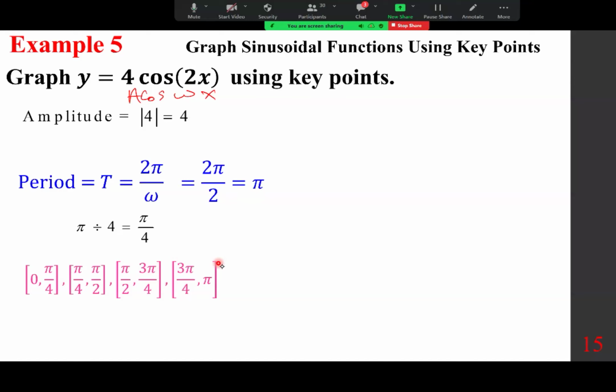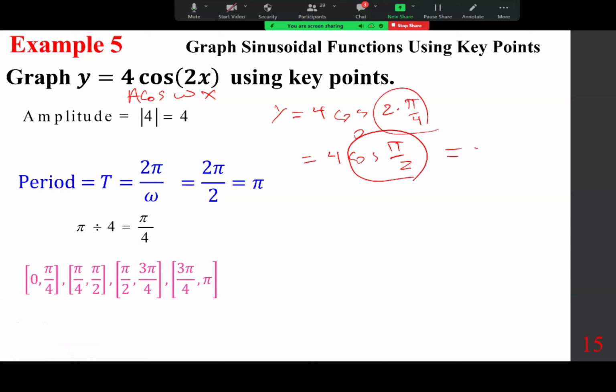Now, let's plug into the original function. X equals 0. If I put 0 here, cosine of 0 gives me 1. That amplitude of 4 makes it 4. So if I plug in 0, I get (0, 4). Let me just show you a couple of them. If I put pi over 4, y equals 4 cosine of 2 times pi over 4, which is 4 cosine of pi over 2, and you should know this is 0. So if I put pi over 4, I get 0.